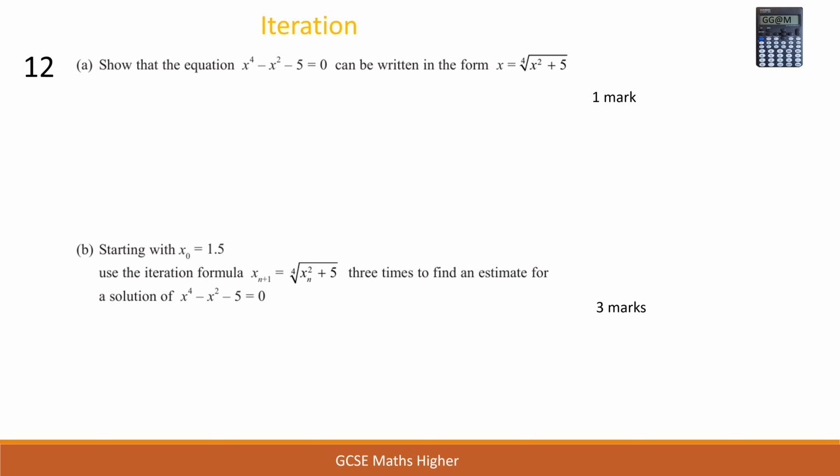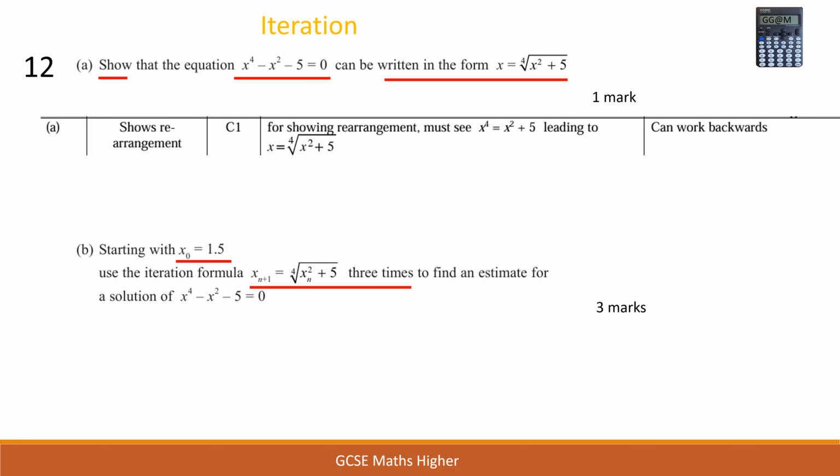This is a question on iteration. Keywords in the question is that you've got to show. Here's the expression and you've got to write it in this form. Then you've got to use a starting value of 1.5 and then you're going to use this expression here 3 times, so make sure you read the question carefully, to work out the solution to the equation.